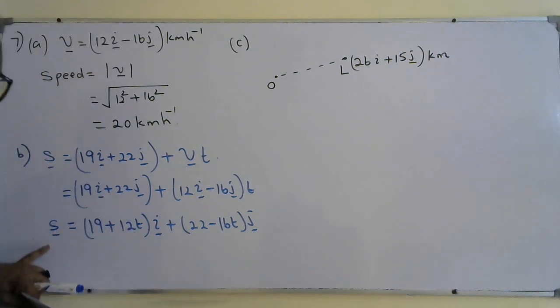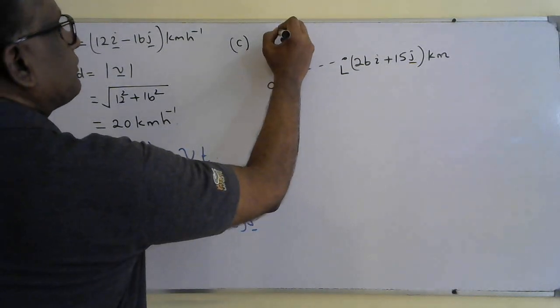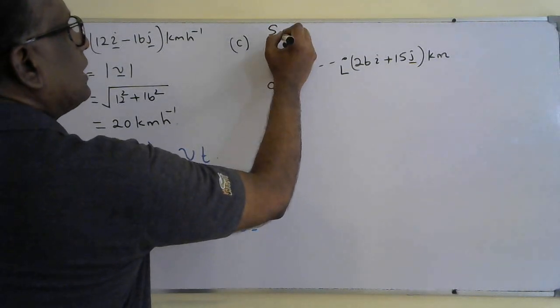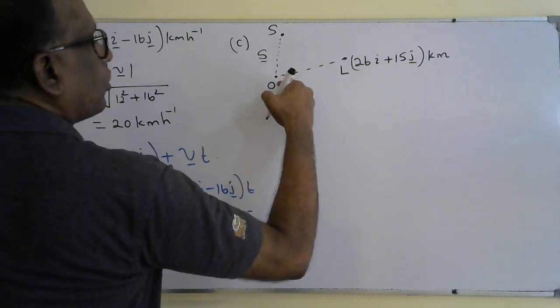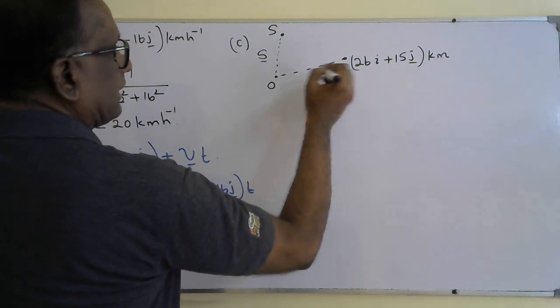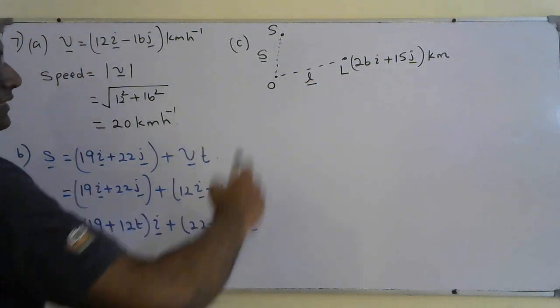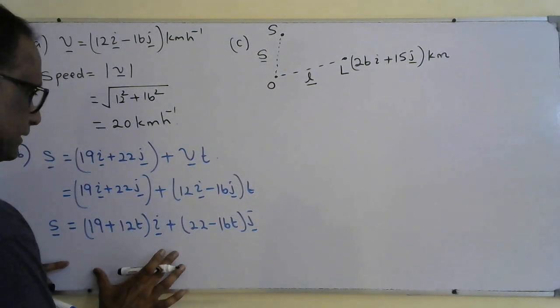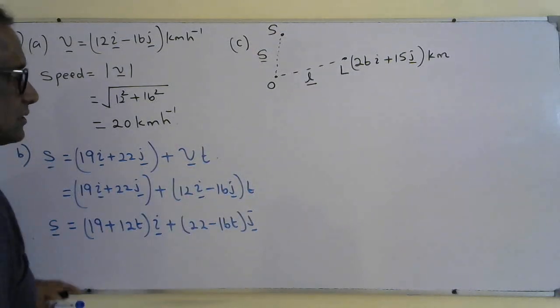Right. The position vector of the ship at time t is 19 plus 12t i and so on. So I'll put the position vector of S here. This is the ship, so this is the position vector S. This is OL, I can name it the lighthouse vector L. We'll use that L. So this is the position vector of the ship that is given by this. I'm not writing the whole thing again. So that is the position vector of S.